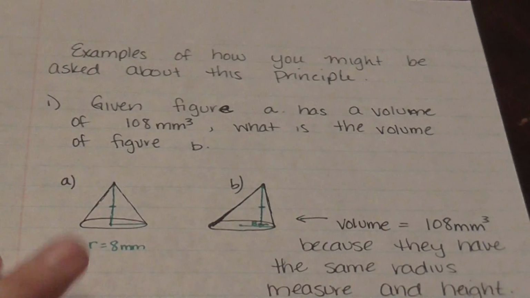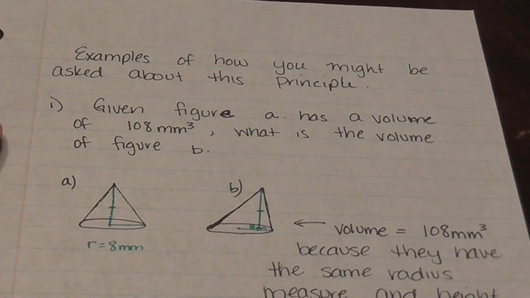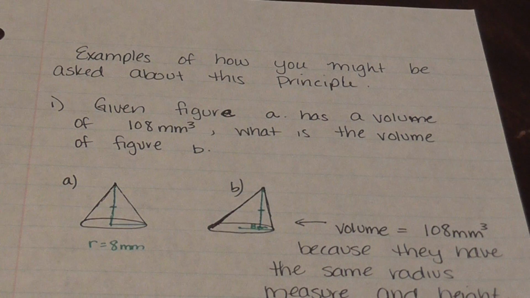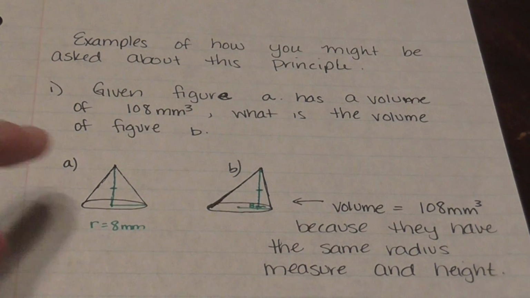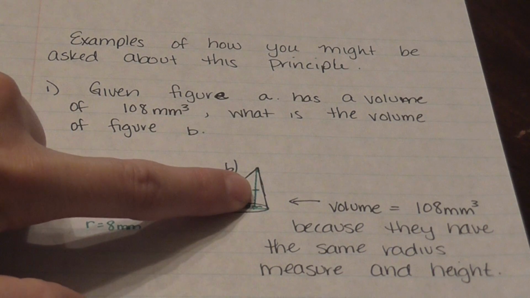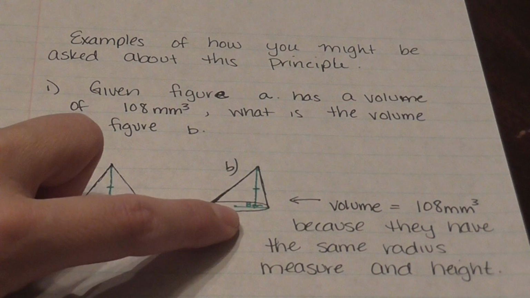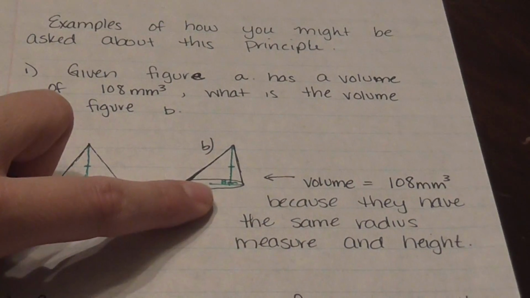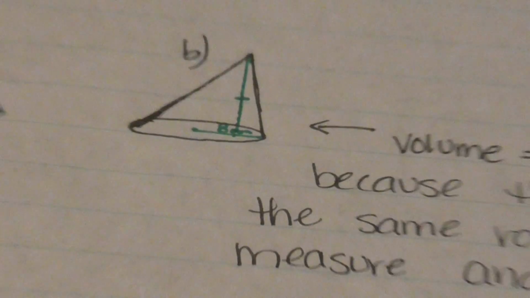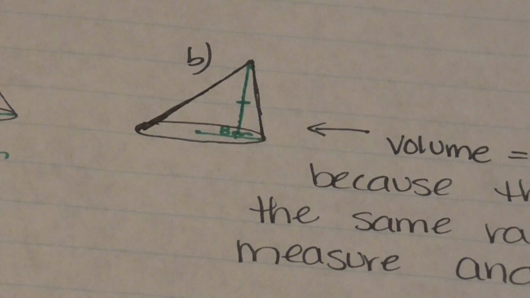So here are examples of how you might be asked about this principle. Given a figure that has a volume of 108 cubic millimeters, what's the volume of figure B? It tells you that their heights are congruent, although you don't know what it is. It tells you the radius here is 8. If you can't see it closely, I don't know how well I can zoom in on this. Let's see. Oh, sorry for the blurriness. Okay, so that says 8.